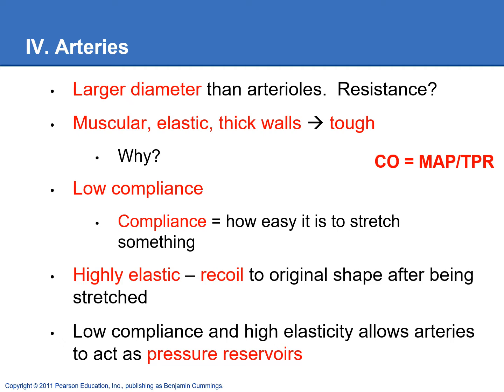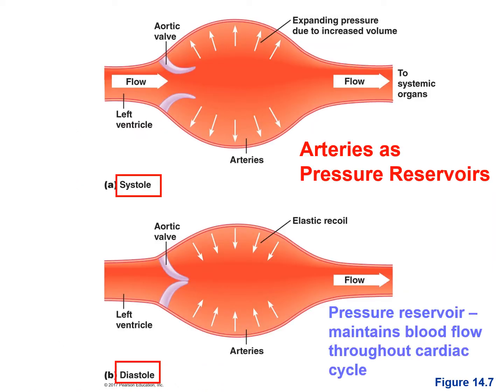And so they're going to be serving as what are called pressure reservoirs. So let's just take a look at how the arteries are pressure reservoirs. The top picture is showing the heart in systole. So the left ventricle is contracting and ejecting blood out through the aortic semilunar valve into the aorta. So we've got a lot of blood coming out into the aorta, it's high pressure, and so it's going to push on the aorta walls and stretch them a little bit. But remember, the aorta walls have low compliance, so they're not going to stretch a whole lot, but they do stretch a little bit.